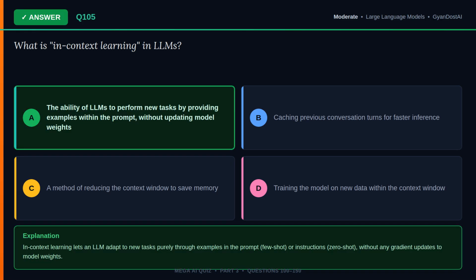The ability of LLMs to perform new tasks by providing examples within the prompt, without updating model weights. In-context learning lets an LLM adapt to new tasks purely through examples in the prompt, few-shot, or instructions, zero-shot, without any gradient updates to model weights.